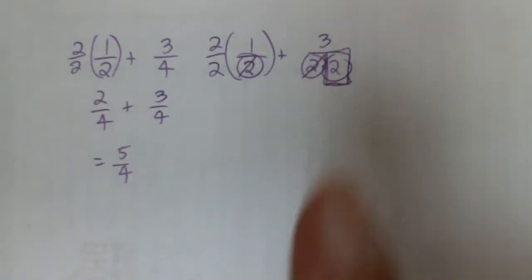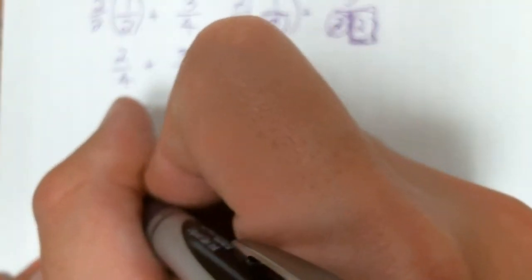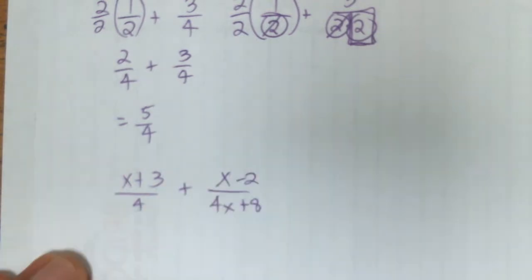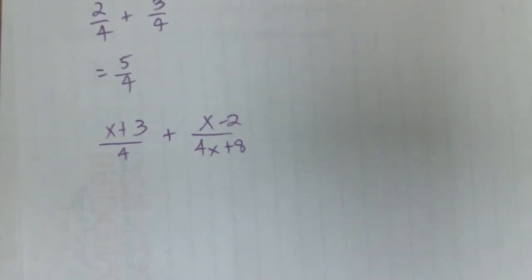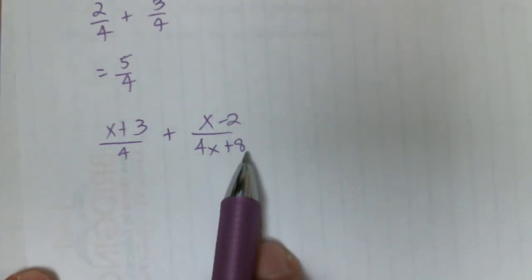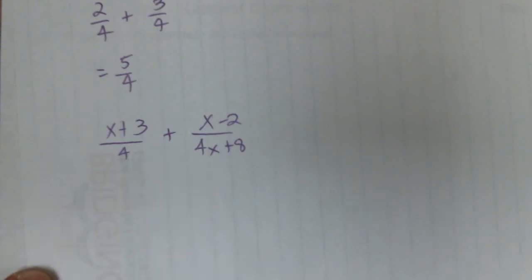Let's look at another example. What if I had (x plus 3) over 4 plus (x minus 2) over (4x plus 8)? How do I do this? Well, I want to see if they have something in common. Of course, you guys can just look at that immediately and say, both of these are divisible by 4, and this has a 4, so yes, they have something in common.